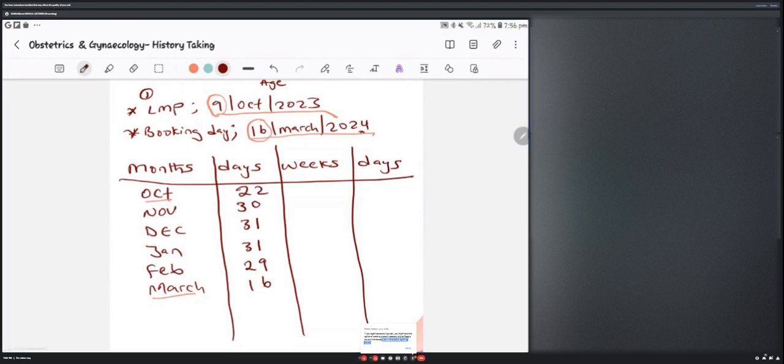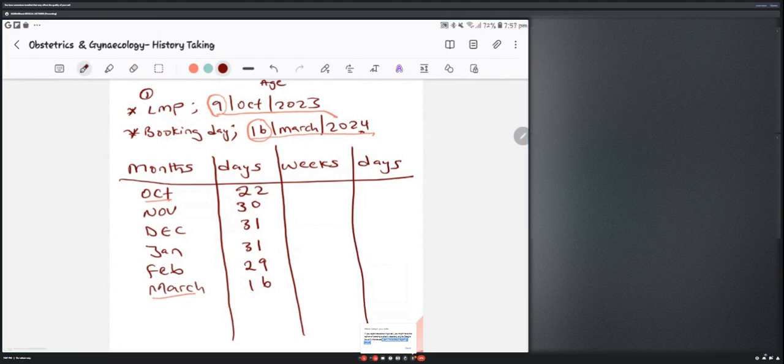Are we together? Wait, again, can you repeat what you just said? Okay. I said when you're making reference to the LMP, that's the last menstrual period, which we have here as 9th October 2023, you subtract the 9 days from the total number of days in that month. So that's how we subtracted 9 from 31, which gave us 22, isn't it? For LMP. But for the booking day, which is March, you use the exact day she has come to see, which is 16th. Today, 16th March. You write 16th here. You don't subtract anything. Okay. Do you understand these two things I said?